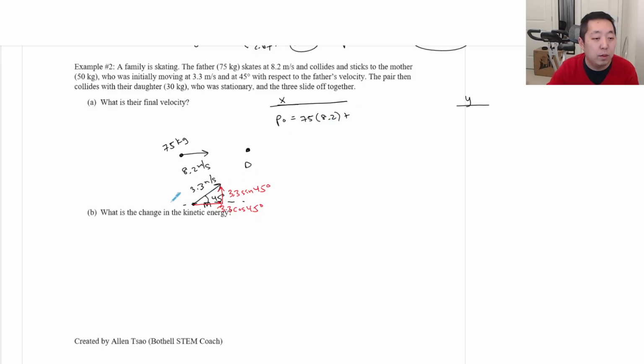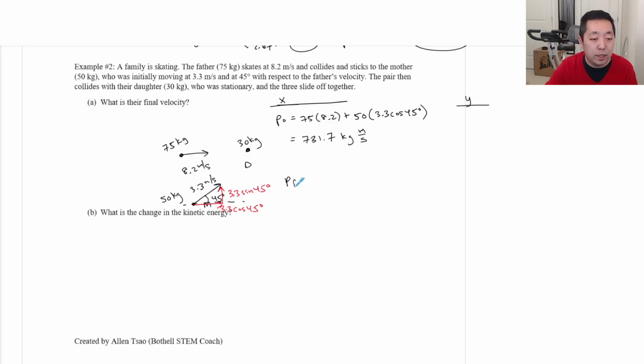Then the mother's momentum, what was the mother's mass? The mother was 50 kilograms. And the daughter was 30 kilograms. Okay, so then 50 times 3.3 cosine 45 degrees. And then we don't include the daughter because the daughter doesn't have any momentum at all. So the initial momentum is 75 times 8.2. Oops, let me use this calculator. 75 times 8.2 plus 50 times 3.3 cosine of 45 degrees. And I get 731.7 kilogram meters per second.